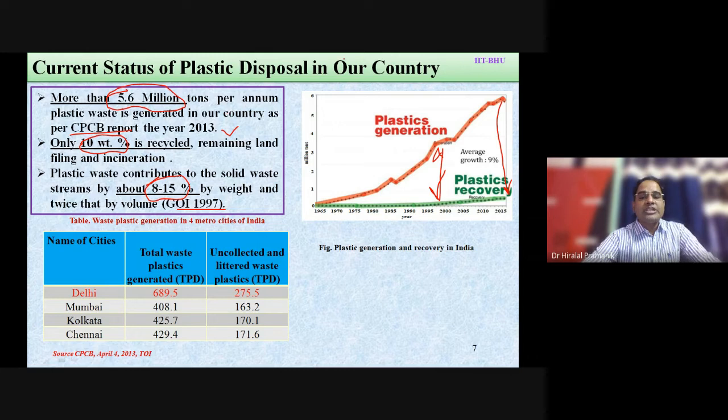In four major metro cities in India, Delhi, Mumbai, Kolkata and Chennai, 689.5 tons per day is generated, and uncollected is 275.5. Only a small fraction is collected from the waste. Otherwise, it is all uncollected littered plastic. Tons per day, it's a huge amount: 408.1 in Mumbai, then Kolkata, and Chennai is 429.4. So in all cities, littered or uncollected plastic is a huge amount. It remains in the environment as waste.